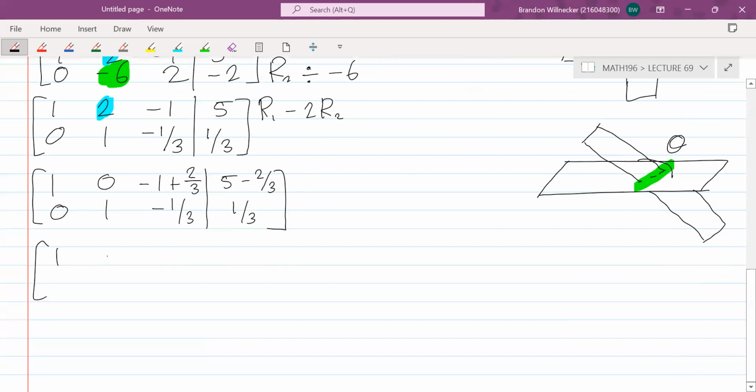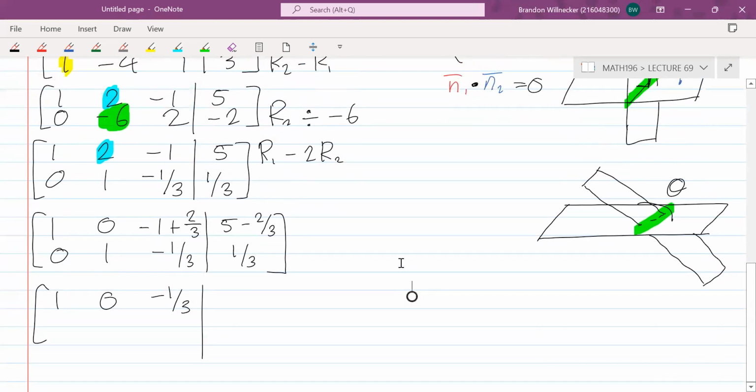So we're going to get 1, 0, minus 1 plus 2/3. It's going to be minus a third. And 5 minus 2/3, that's the same thing as, if we just do it on the side here, 15 over 3 minus 2/3. So that's going to be 13 over 3. Okay, and then the second row stays the same, 0, 1, minus 1/3, 1/3.